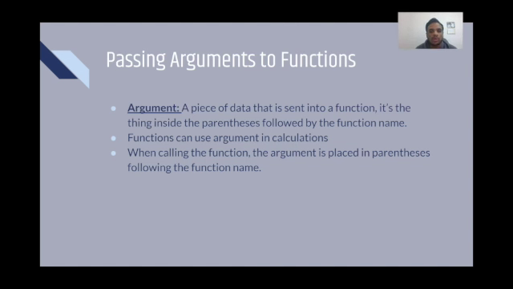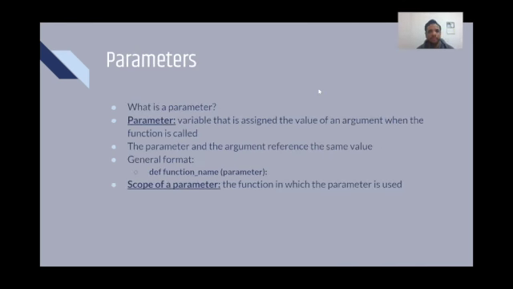Functions can be used as arguments in calculations. When calling the function, the argument is placed in the parentheses following the function name. Again, like I said, def hello: hello is the function name, and then we pass in the argument in the parentheses. Anything inside the parentheses is known as the argument or the parameter.